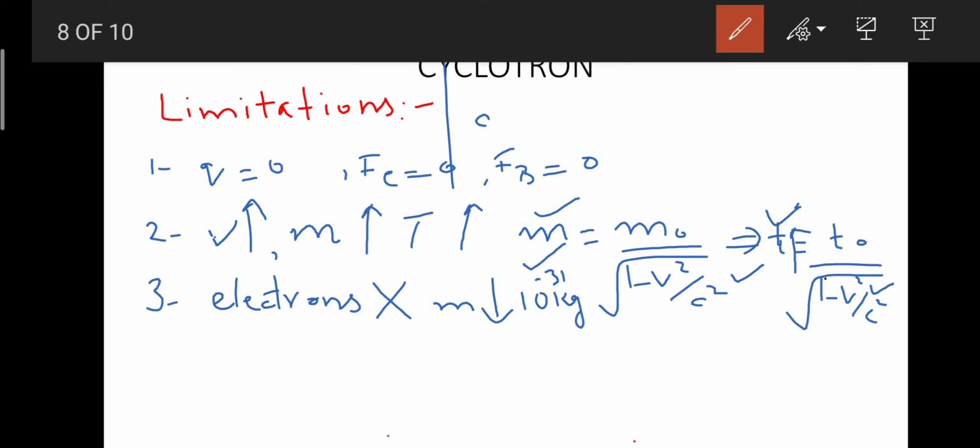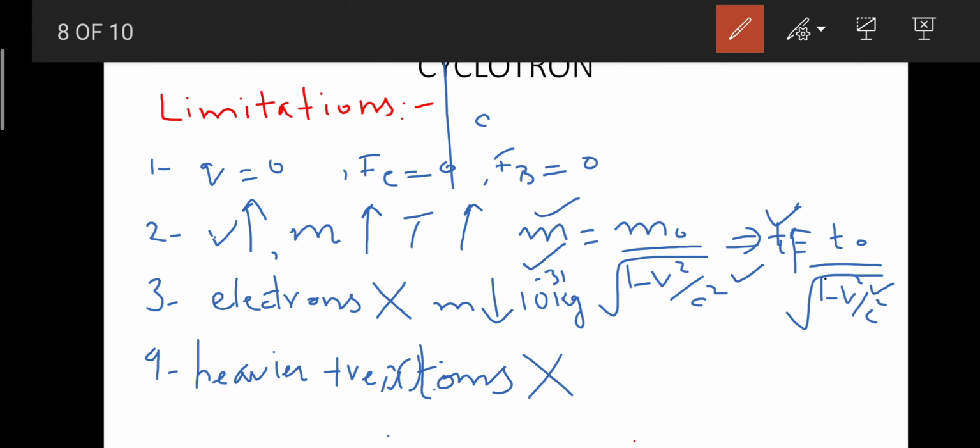Next, the fourth limitation and the last one is that the heavier positively charged particles with larger mass, like heavier positively charged atoms and their ions, definitely cannot be introduced in the cyclotron. The reason behind it is they have a large mass, and when the mass is large, velocity would definitely increase.